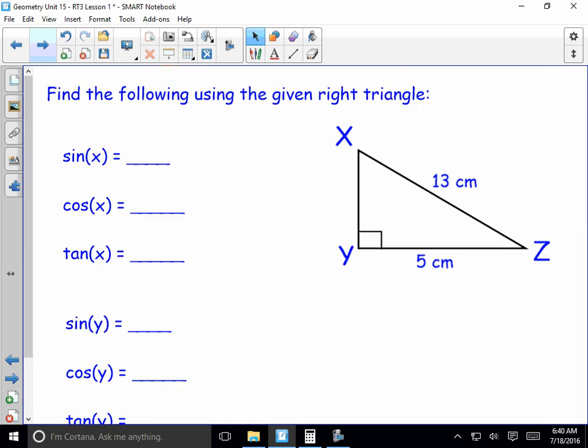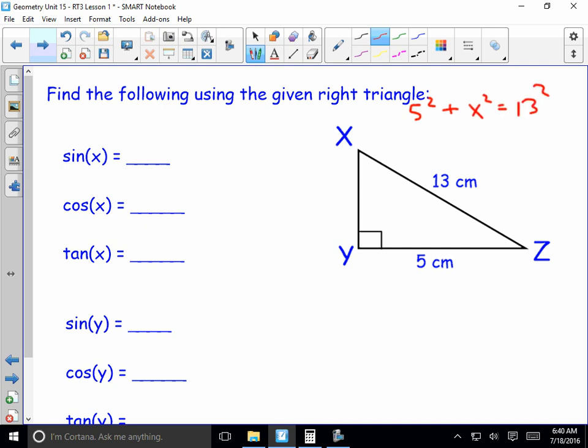Okay, so now, once again, here's a situation where we're missing a side length. So if we're missing the side length, then we need to use the Pythagorean theorem to find that value. So we would have 5 squared plus x squared equals 13 squared. And we can solve this down where x squared equals 144 and x equals 12. Okay, so we need all 3 side lengths to get true ratios for all of our trig values.